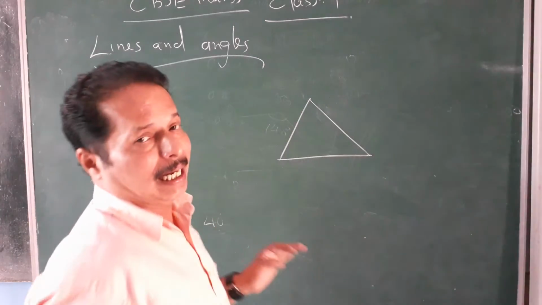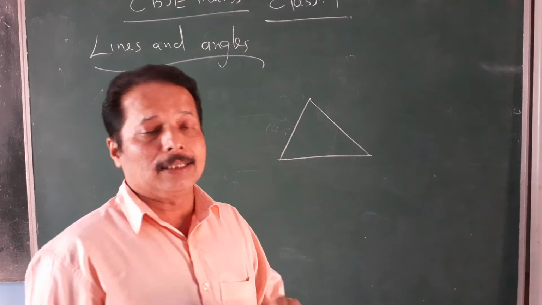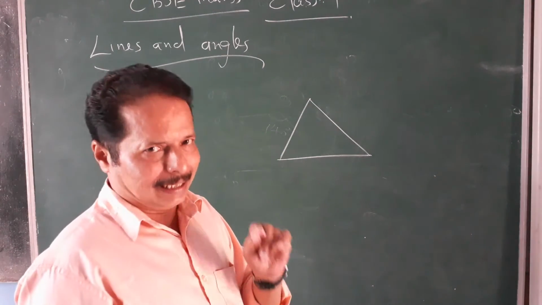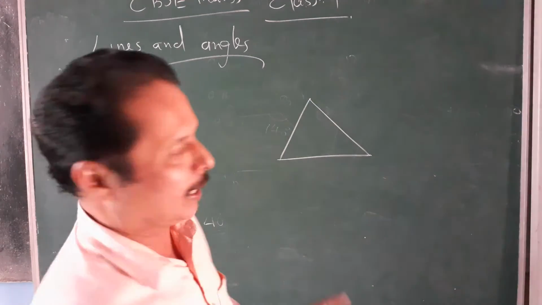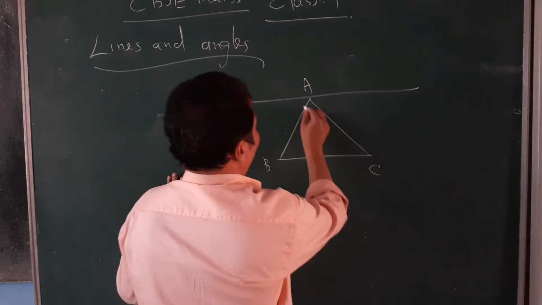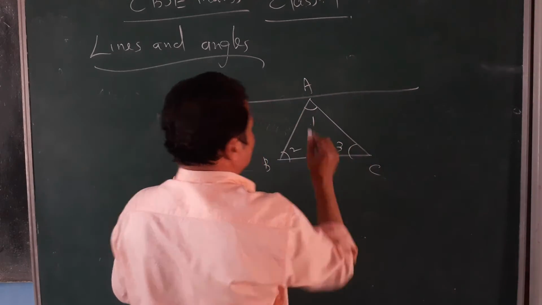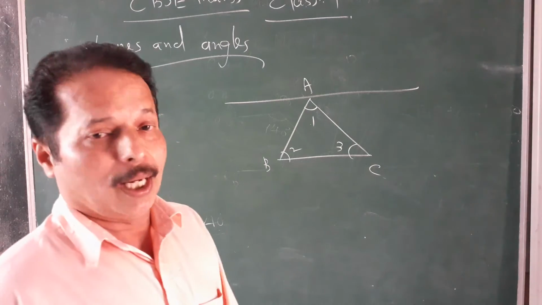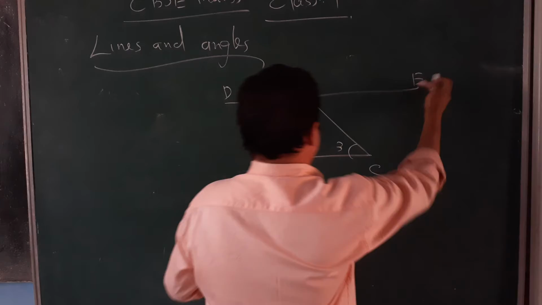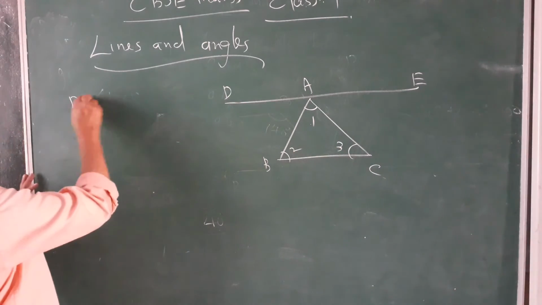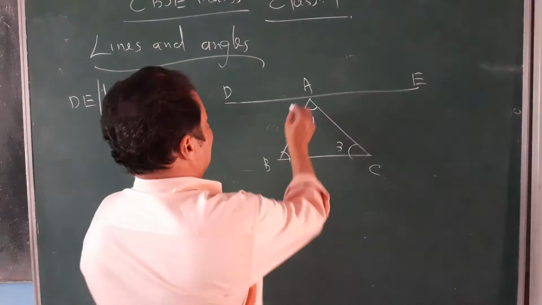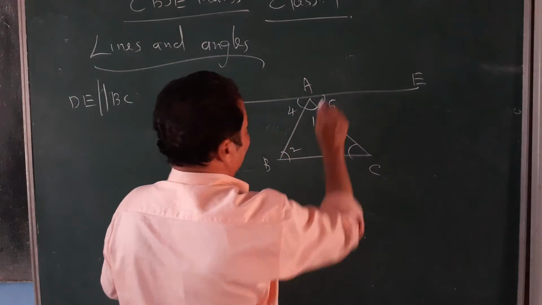The sum of angles of a triangle is 180 degrees. To prove that the sum of angles of a triangle is 180 degrees, this is the given triangle. We want to prove angle 1 plus angle 2 plus angle 3 equals 180 degrees. Draw a line parallel to BC through A, that is, draw DE parallel to BC. Is it clear? And mark the angles 4 and 5 here.